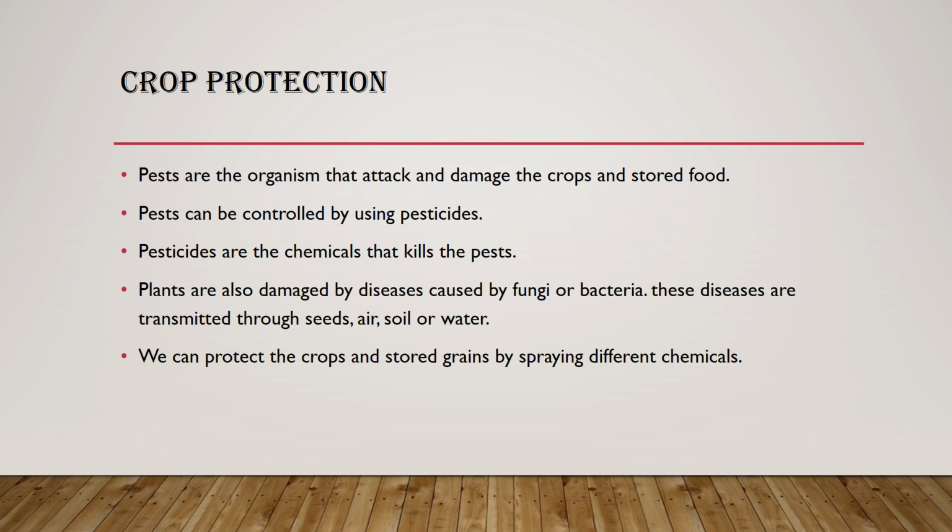Already in the previous video, I told you about the pesticides. They are the chemicals used for killing bacteria or pests. Pesticides are the chemicals that kill the pests. Plants are also damaged by diseases caused by fungi or bacteria. These diseases are transmitted through seeds, air, soil, and water. So we have to protect our crops from these diseases by applying different types of chemicals. So this is crop protection, how we have to protect our crop after growing it.